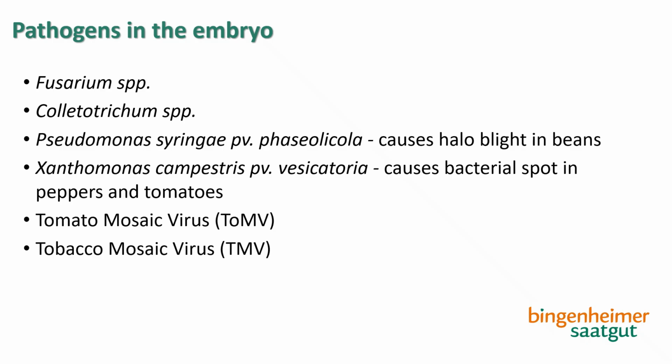Pathogens in the embryo, highly relevant pathogens include, again, some of the Fusarium species, some of the Colletotrichum, some of the bacteria like Pseudomonas that causes halo blight on beans, or Xanthomonas campestris pv. vesicatoria, causing bacterial spot in peppers and tomatoes, as well as some of the viruses, for example, tomato mosaic virus and also tobacco mosaic virus.